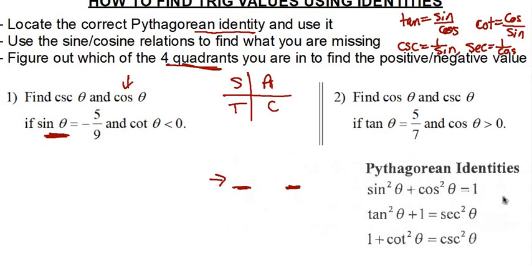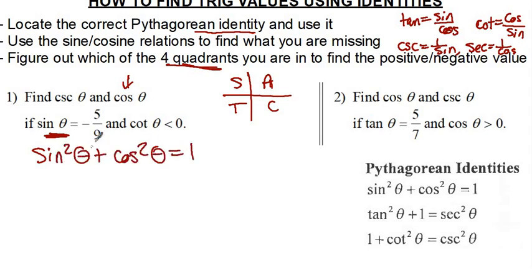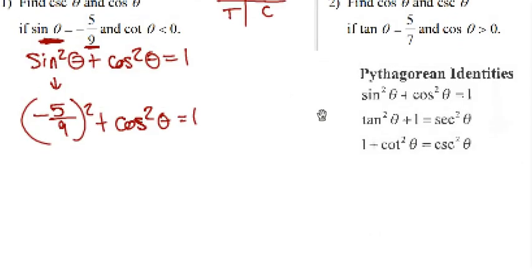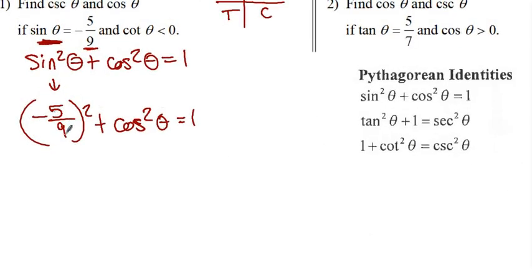So let me just move this over so we have a little bit more space to work with. Alright, so sine squared plus cosine squared is equal to 1. So let's plug in. They're telling us sine is negative 5 over 9. So I'm just going to plug in negative 5 over 9 here and square it. And then we have our cosine squared equals 1. And now we just need to simplify this as we typically would. So negative 5 squared is 25. 9 squared is 81.